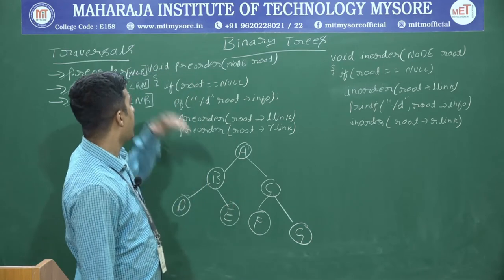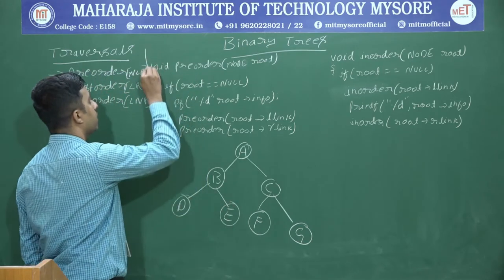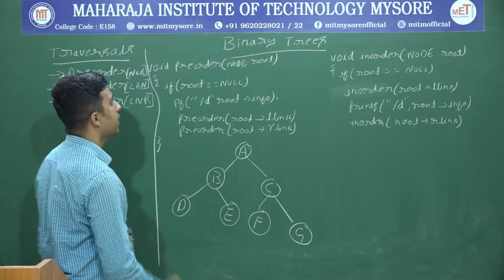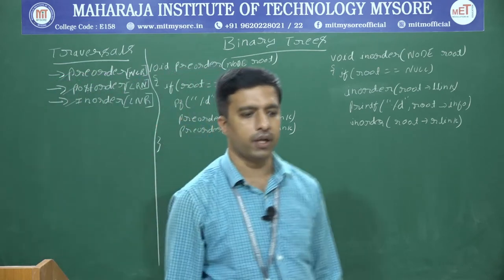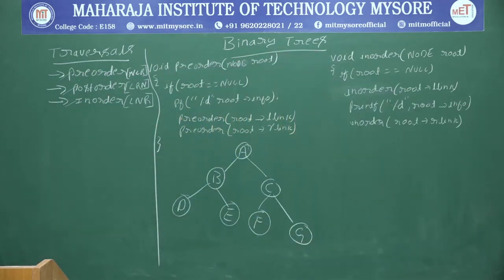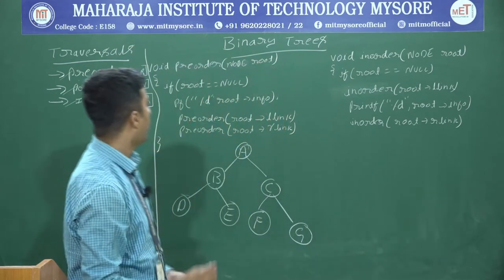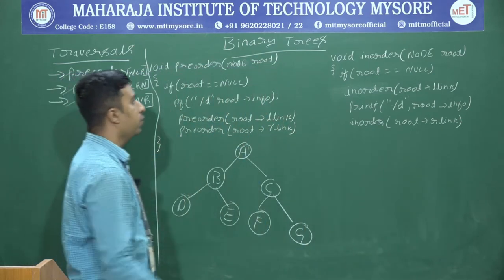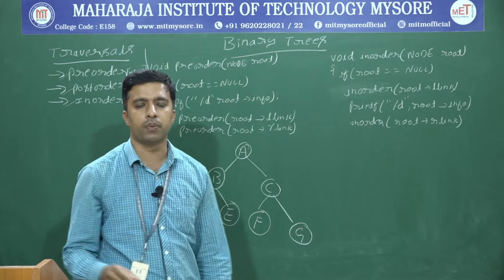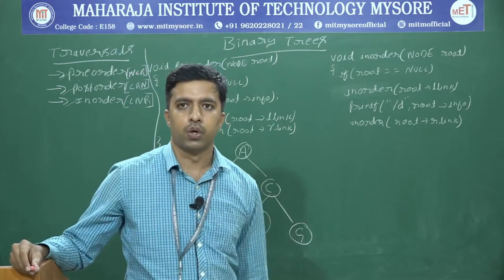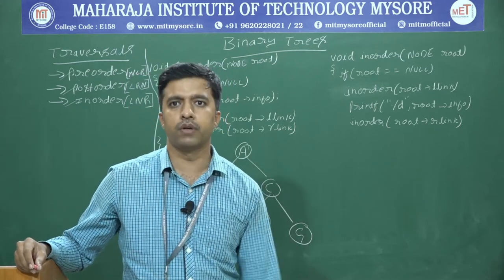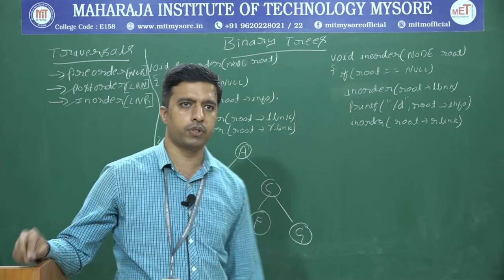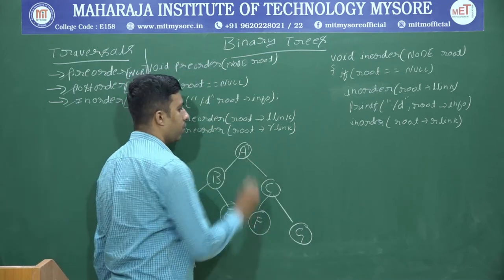Now I have the pre-order traversing function here. Let's see how it works. See, it is going to be called. What is the root? Root is a pointer which holds the first node information. The first node of any tree is the root node.